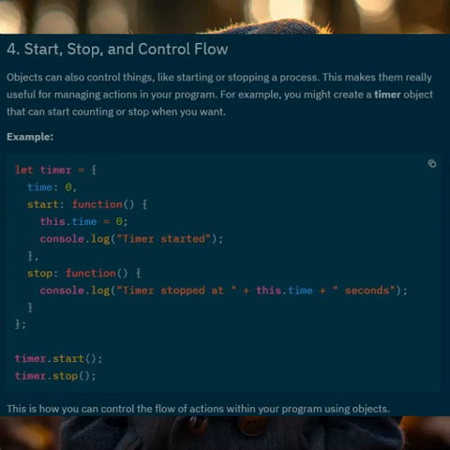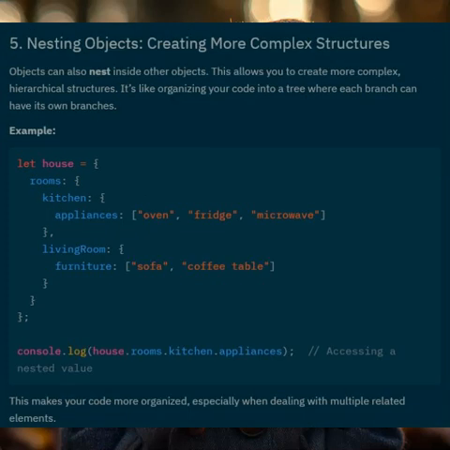Layer 4. Start, stop, and control flow. Objects can also control things, like starting or stopping a process. This makes them really useful for managing actions in your program that have a life cycle. For example, you might create a timer object that can start counting or stop when you want.